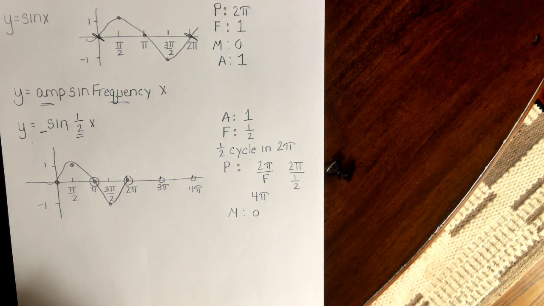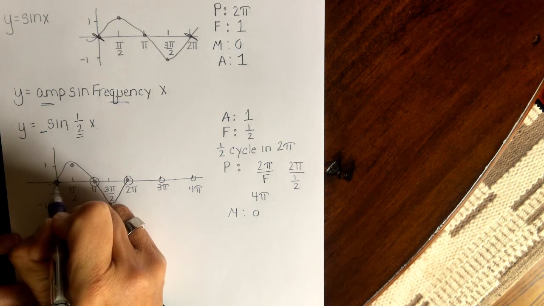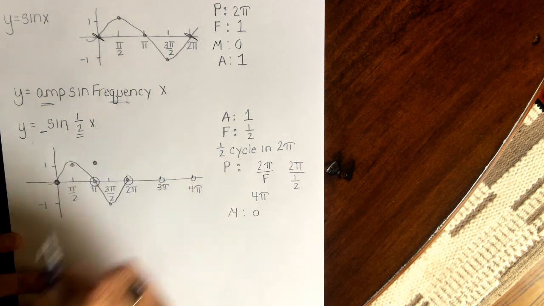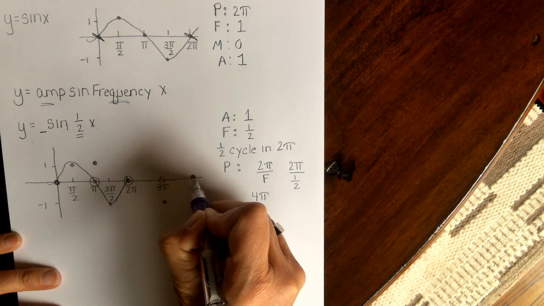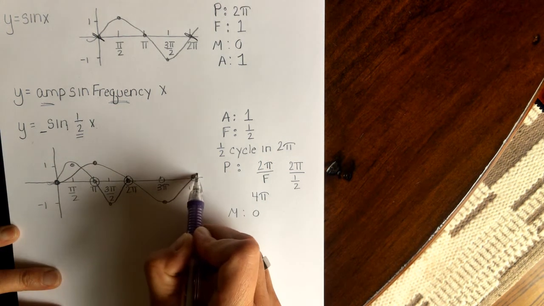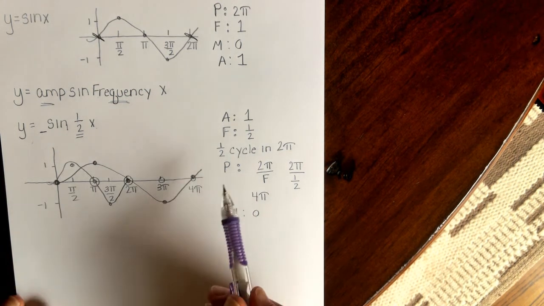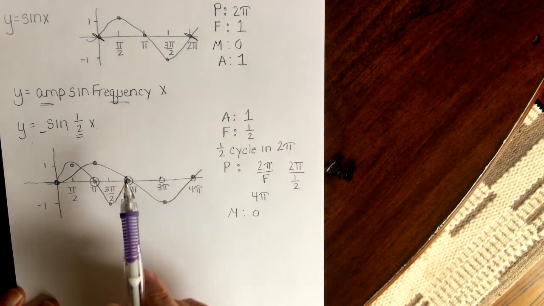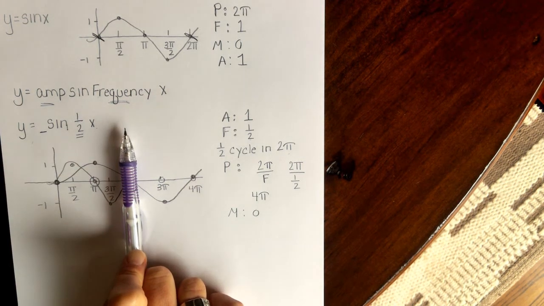My amplitude is not changing. It's a sine function, so I start at the midline. I go high, I go midline, I go low, and I go back to midline. So here is my new sine function. And if you think about it, it says I'm going to have 1/2 of a cycle in 2 pi. Well, here is 2 pi, and I have half of the cycle in 2 pi.